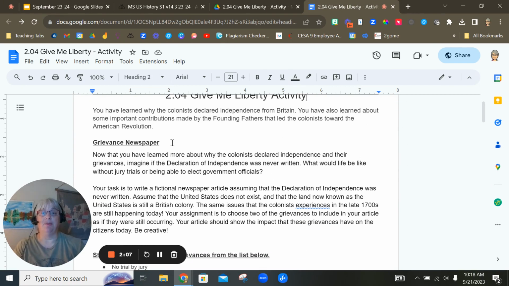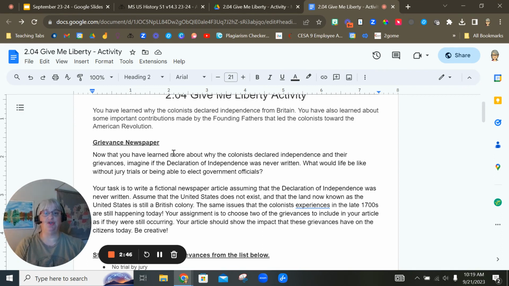So now that you have learned more about why the colonists declared independence and those grievances or complaints they had, imagine if the Declaration of Independence was never written. What would life be like without jury trials or being able to elect government officials? Your task is to write a fictional newspaper article assuming that the Declaration of Independence was never written. Assume that the United States does not exist and that the land now known as the United States is still a British colony. The same issues that the colonists experienced in the late 1700s are still happening today.